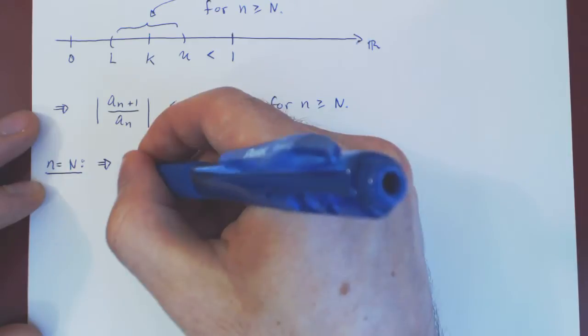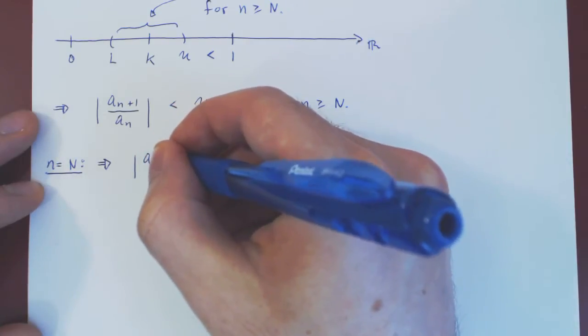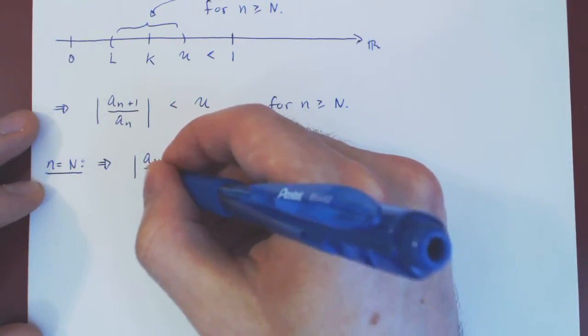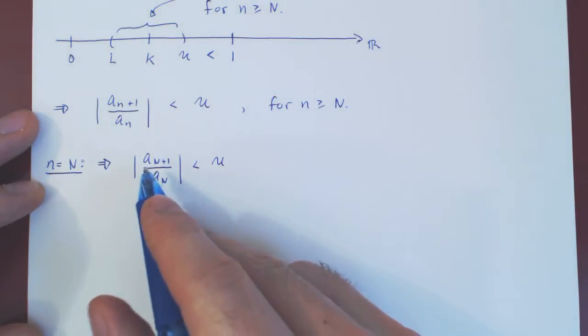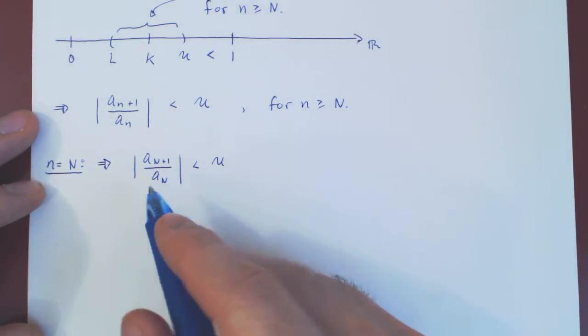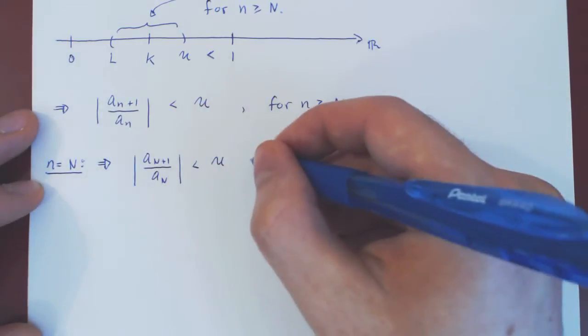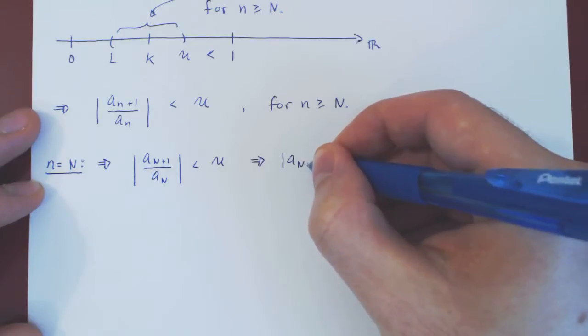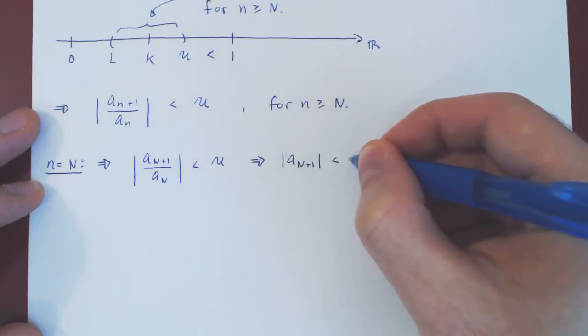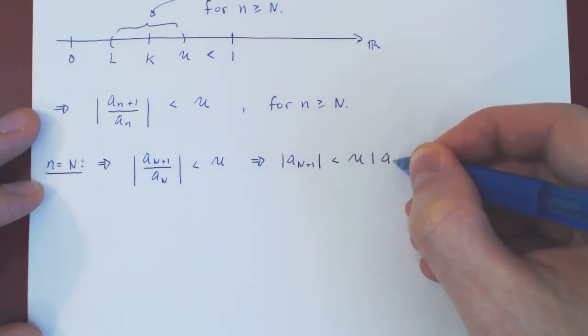So if we have this, we'll get |a_{N+1}|/|a_N|, of course with uppercase N, is less than u. Multiply both sides by |a_N|, which will show that |a_{N+1}| is strictly less than u times |a_N|.